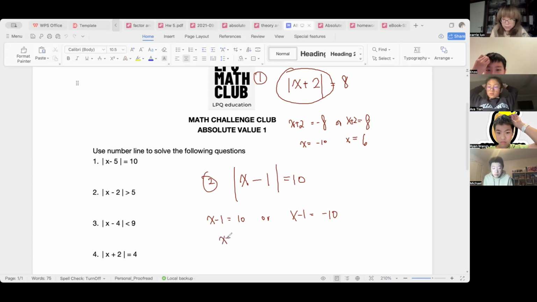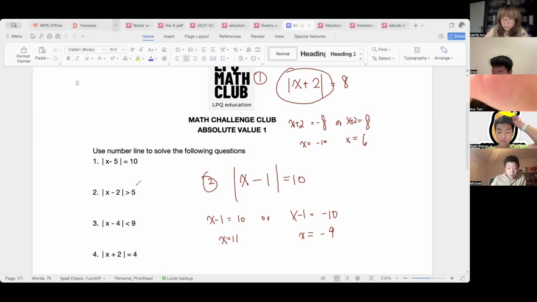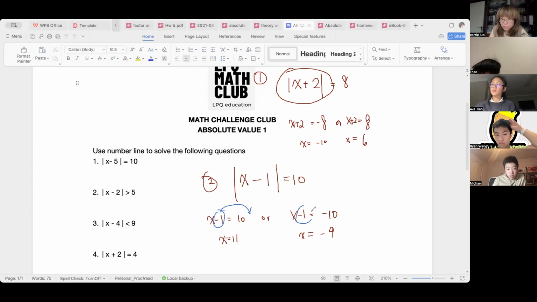Okay, so what's next? x equals 11 or x equals negative 9. Do you understand, all of you? So stop me if you don't understand. Ava, do you understand? Which part? So when x minus 1 equals 10, x equals 10 plus 1. When x minus 1 equals negative 10, x equals negative 10 plus 1.